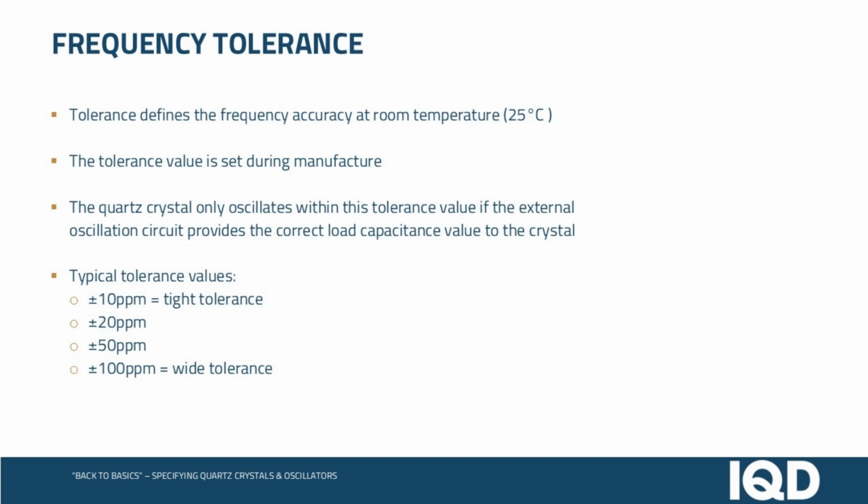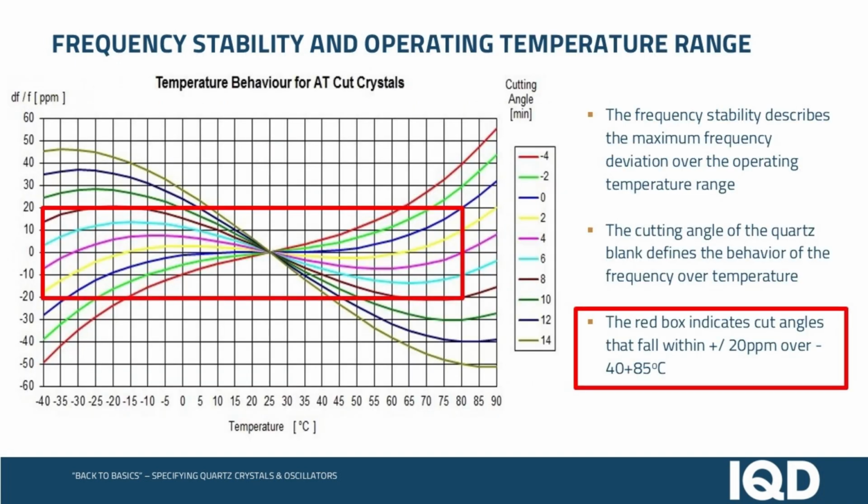Plus or minus 10 parts per million would be considered quite a tight or low value tolerance, whereas 100 ppm will be considered quite wide. A typical value may be 20 or 30 ppm. Next, we come to the frequency stability. Don't be frightened by this graph.